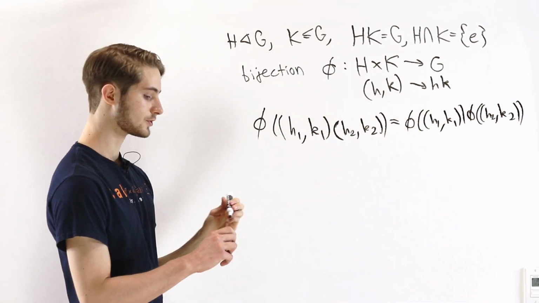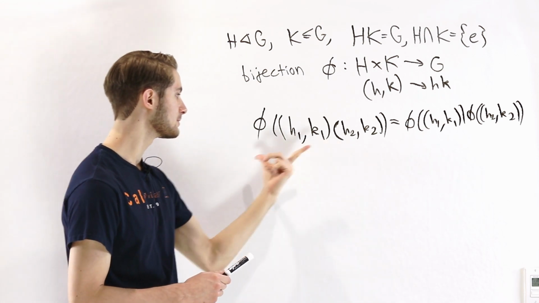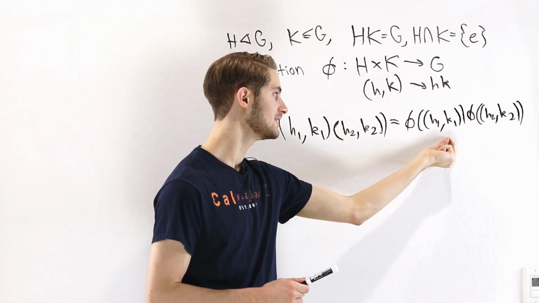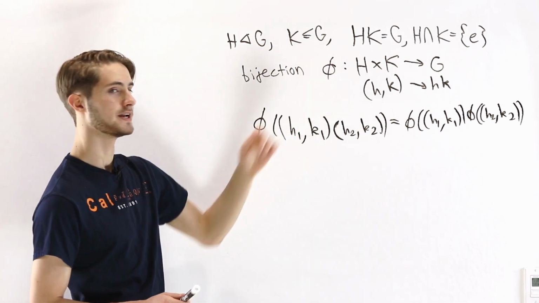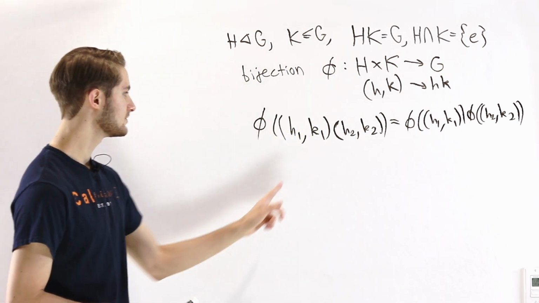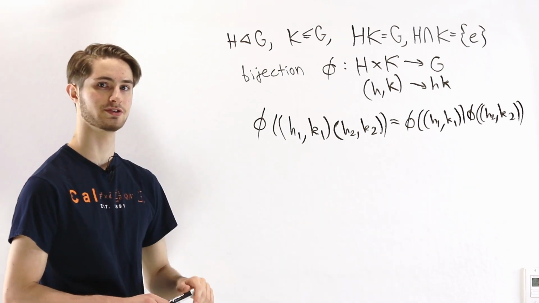So this is the rule for homomorphisms, that we're able to split up a product and look at phi of the first thing times phi of the second thing. Now we haven't defined a group law on H cross K yet, which means that we don't know what the product on the left is going to be.